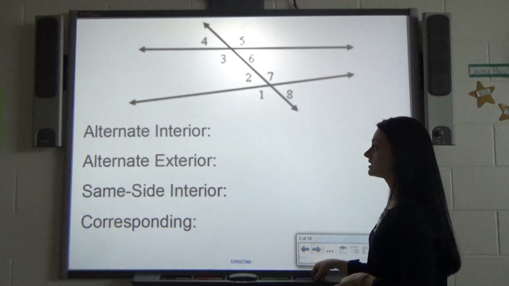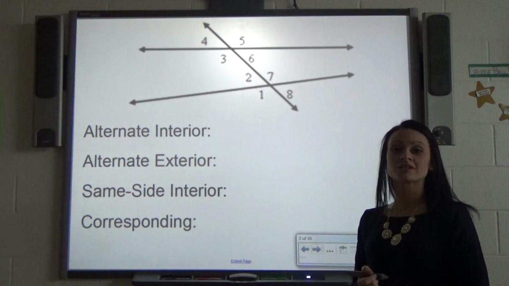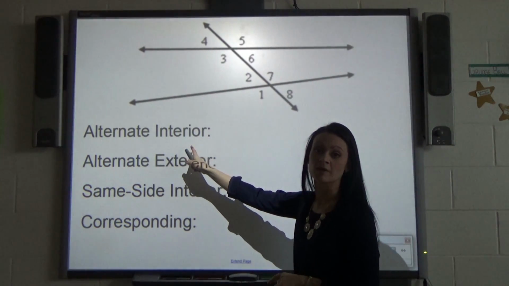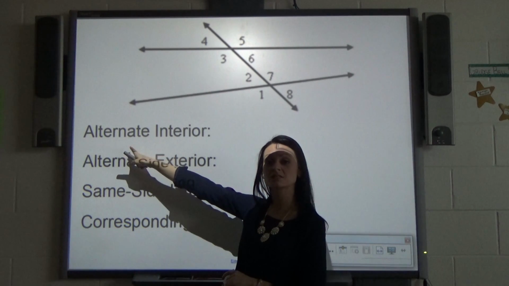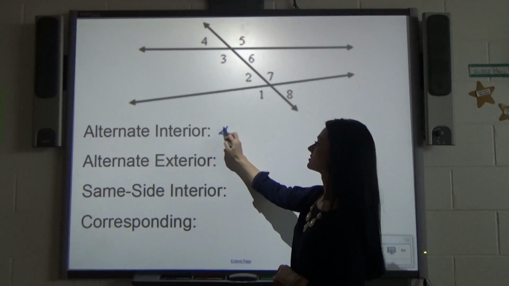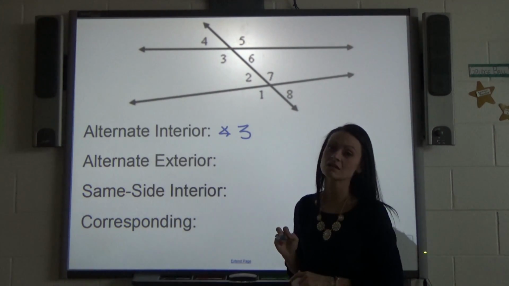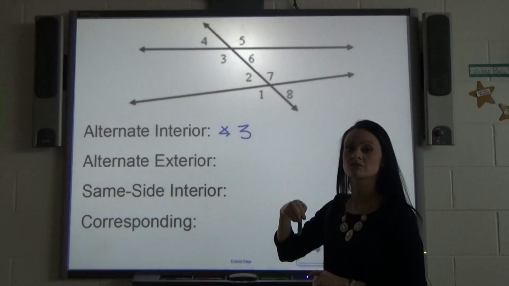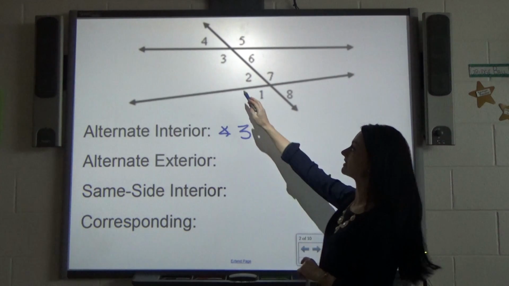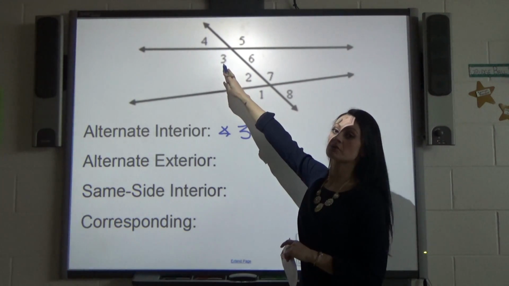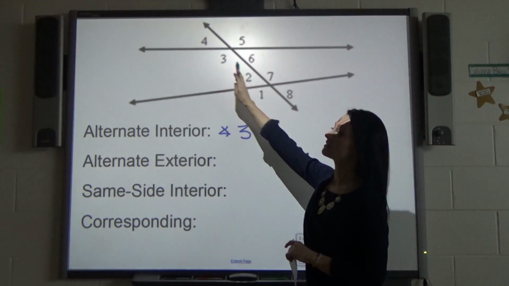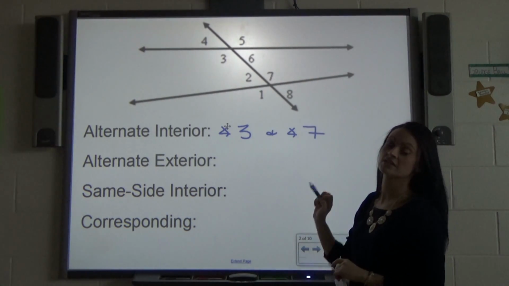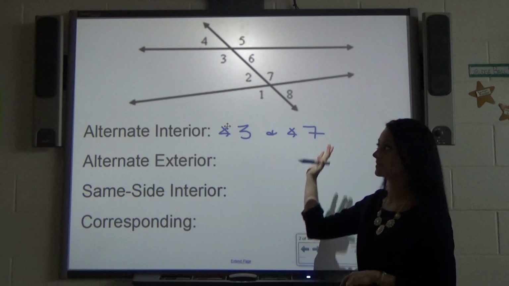So an example of alternate interior angles, I'm talking about the inside of my two lines on opposite sides of the transversal. So if I'm using angle 3 and I'm looking at the opposite side of the transversal inside of the parallel lines, the angle that would correlate with angle 3 would be angle 7. So angle 3 and angle 7 are an example of alternate interior angles based on this picture.